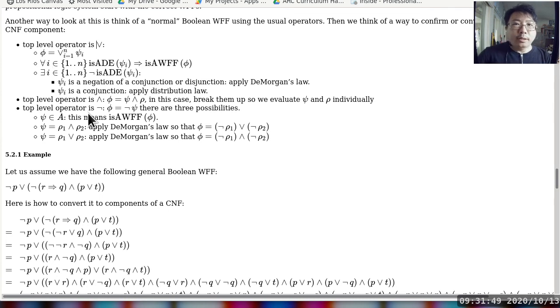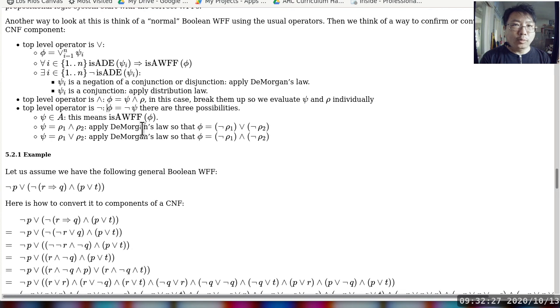If the top operator is a negation, then there are three possibilities. So if it is a negation, that means the thing that we want to turn into CNF, which is represented by phi, is the negation of something. Okay, that something is now known as psi. So now we want to say, okay, what are the three possibilities? The first one is psi is an element of alpha. Then we go, oh, okay, we're done already. The next one is, what if psi is a conjunction? So we have the negation of a conjunction.